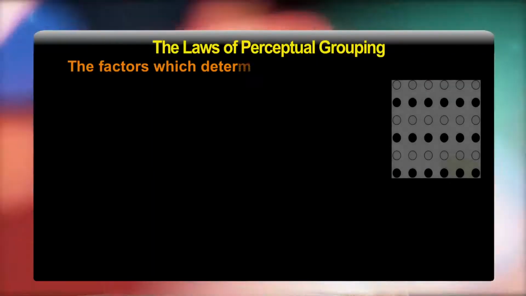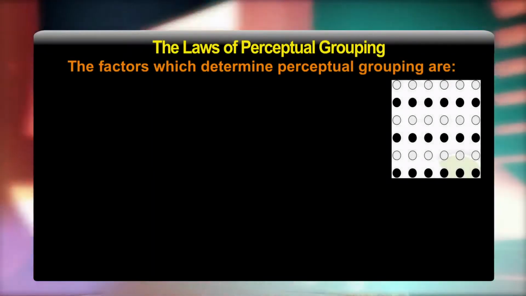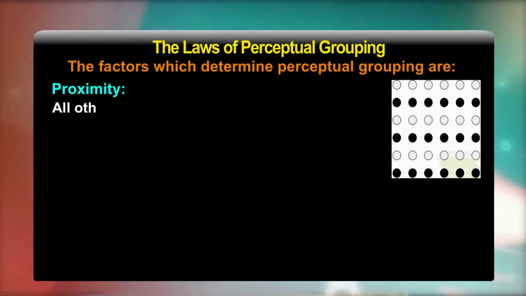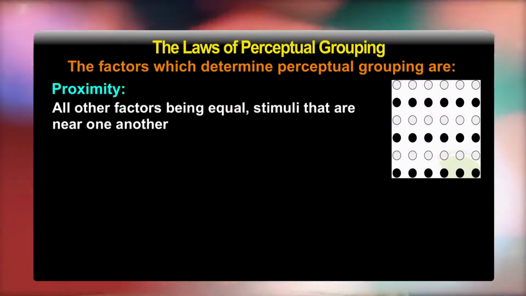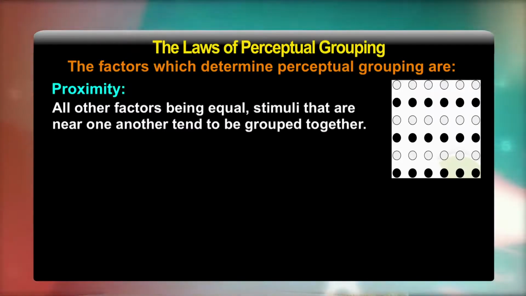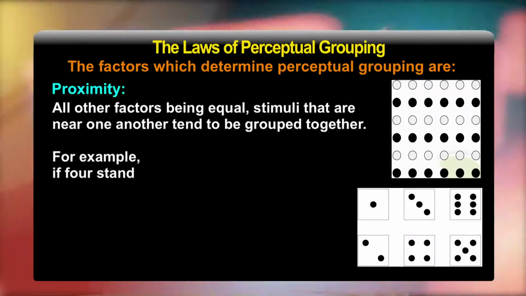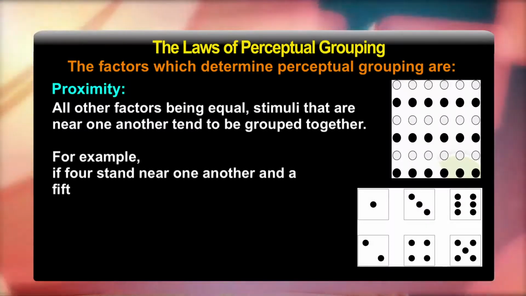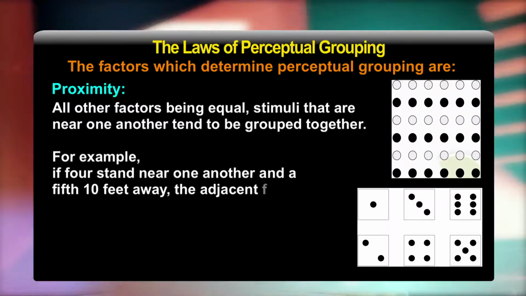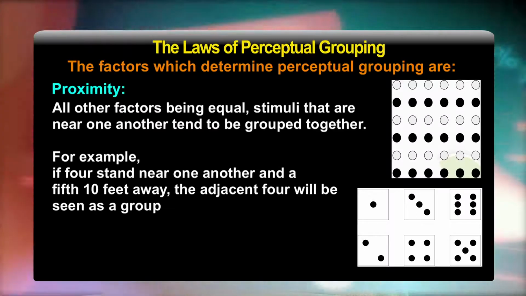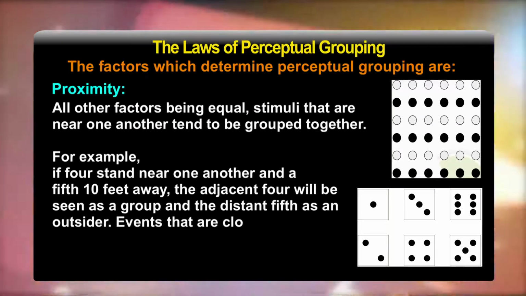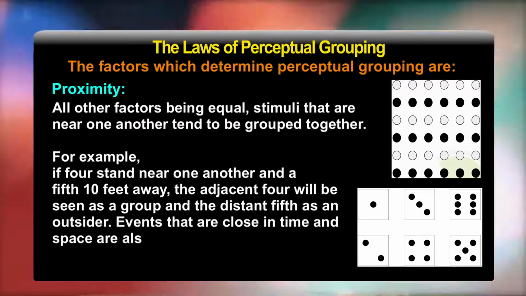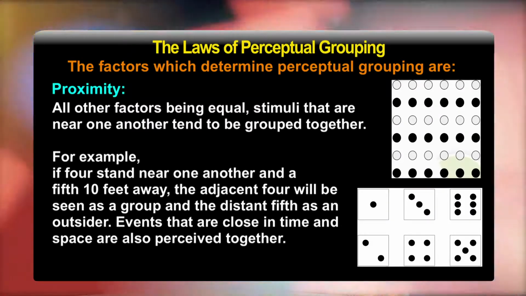The factors which determine perceptual grouping are proximity. All other factors being equal, stimuli that are near one another tend to be grouped together. For example, if four stand near one another and a fifth 10 feet away, the adjacent four will be seen as a group and the distant fifth as an outsider. Events that are close in time and space are also perceived together.